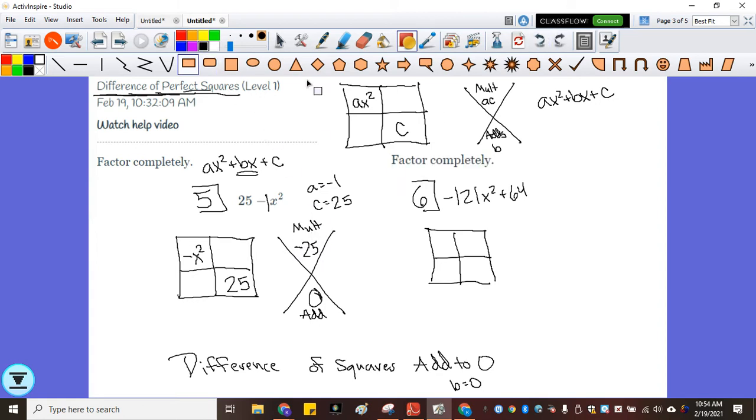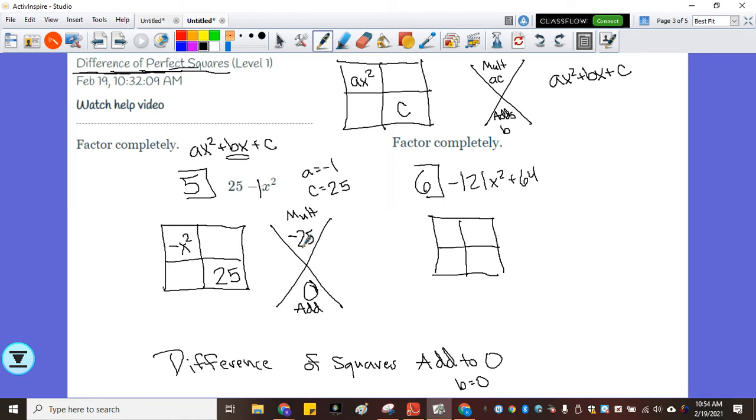All right, so what numbers multiply to 25, negative 25, and add to 0? It's negative 25, because we had to multiply A times C. What multiplies to A times C? But when you look at your factors, you're just looking at positive 25, if that's what you mean.